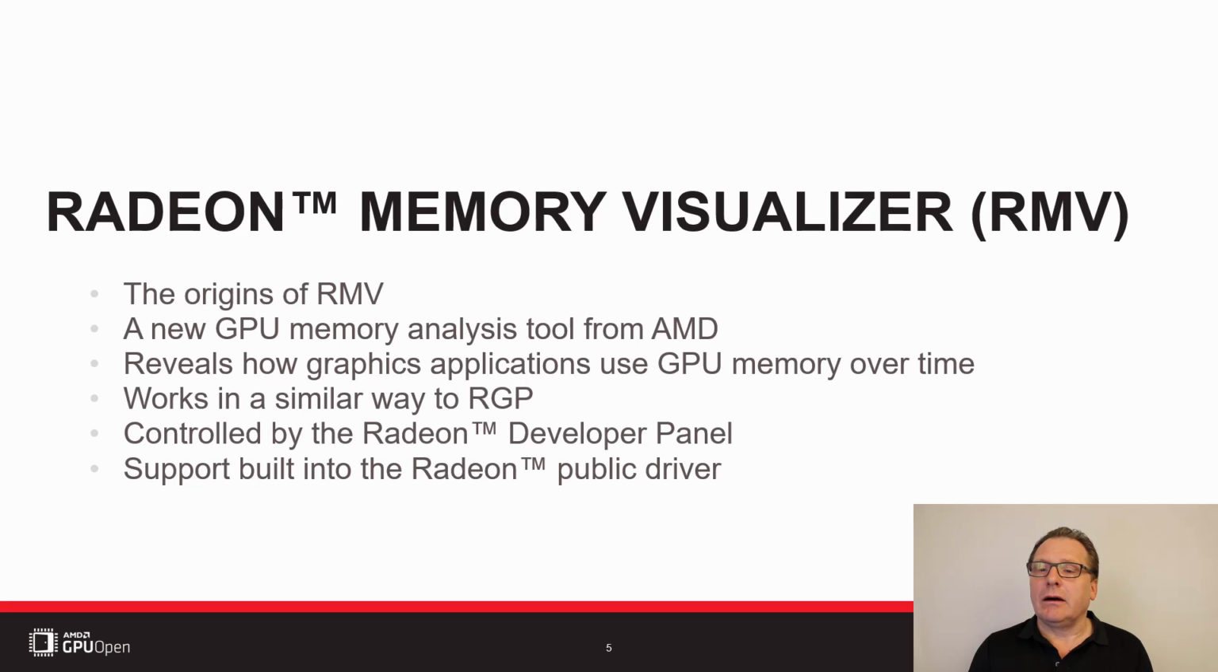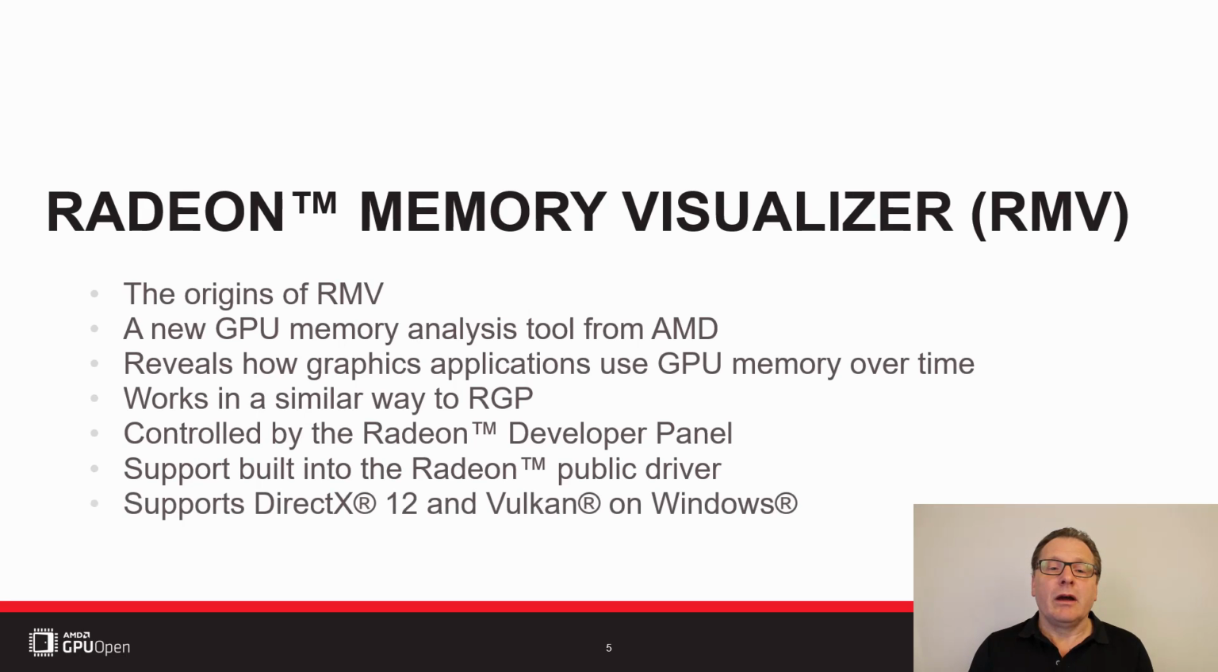Like RGP, RMV works in local and remote scenarios, and its underlying support is present in the public Radeon driver. Currently, RMV supports DirectX 12 and Vulkan applications on Windows. One of the key differences between RGP and RMV, and the prime reason that they are separate tools, is that RGP focuses on one frame's worth of low-level GPU data, whereas RMV is designed to trace memory usage over much longer periods of time. This is essential when you consider that the developer needs to understand the full life cycle of the resources in their games.